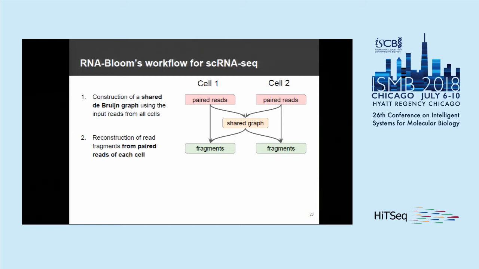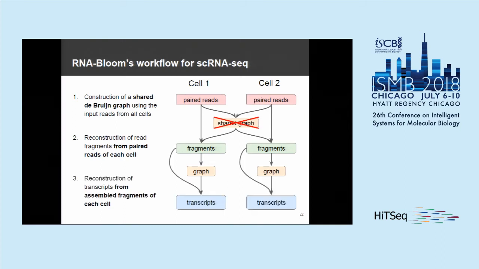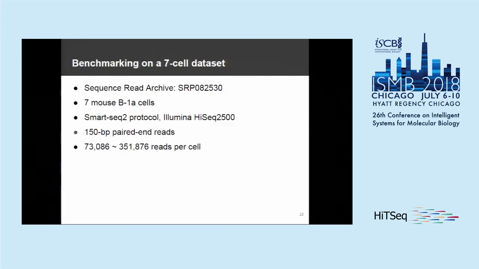After the fragments have been reconstructed for individual cells, the shared de Bruijn graph is discarded from memory, and a new de Bruijn graph is generated for each individual cell. Those graphs are used to reconstruct transcript sequences for individual cells, and this is how the cell specificity of transcripts is maintained in RNA-Bloom.